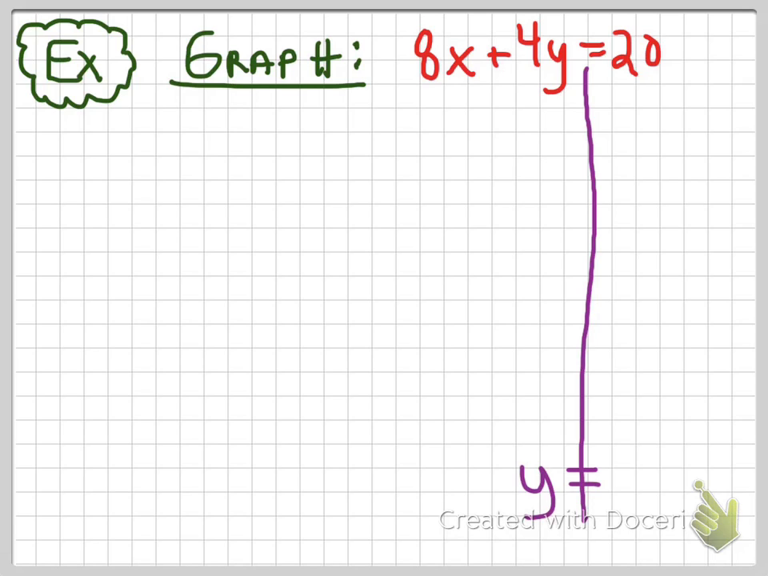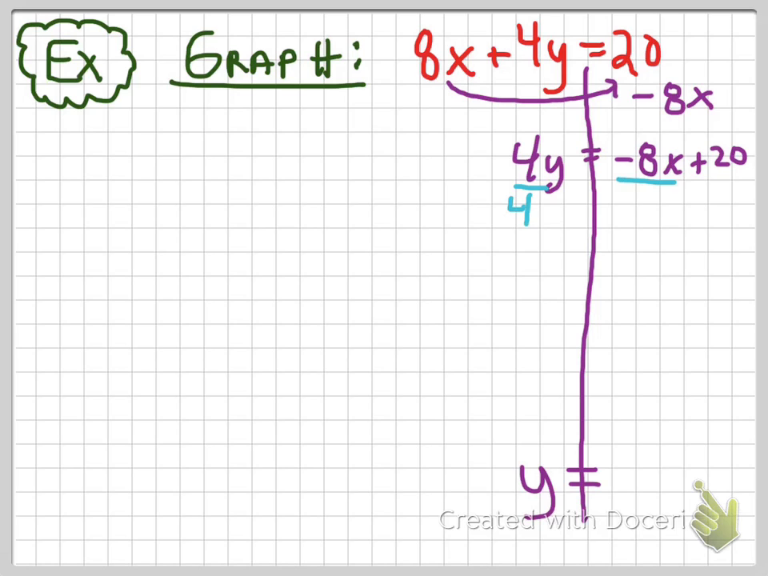So let's start by moving the 8x over. Hopefully that's what you guys did, made it a negative 8x. And you get 4y equals negative 8x plus 20. Then I think the next best step is probably to divide by 4 on both sides. So big divide by 4 on both of these sides.